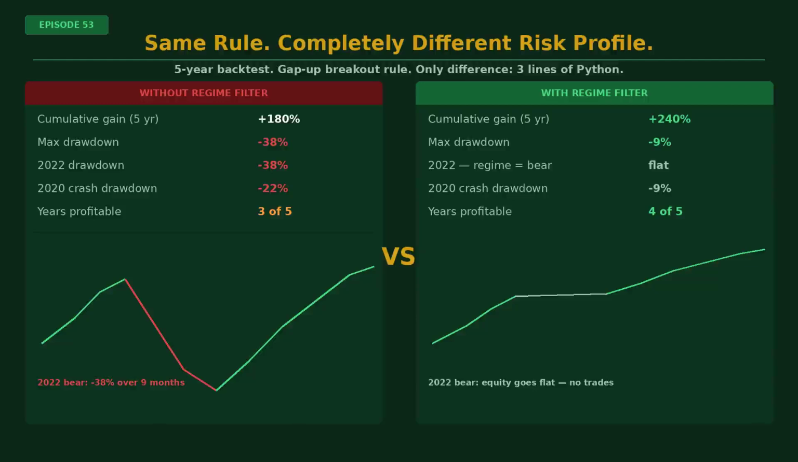With the regime filter, the exact same trades, but with a few lines of Python that check where SPY is relative to its 50 and 200-day moving averages before sizing any position, cumulative gain over the same 5 years was 240%. Max drawdown dropped from 38% to 9%. Same rule, completely different risk profile.